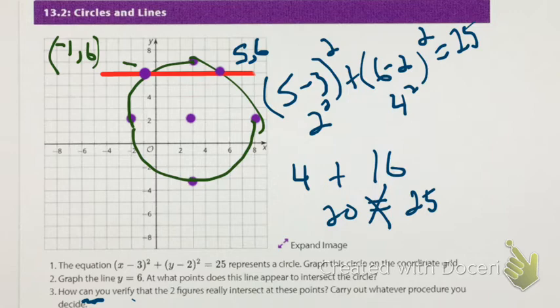All right, so that's the idea. Graph the circle, then check to see if a point is actually on the circle or not by verifying the distance from the center, which is right here at 3, 2, to that point. All right, and there we have it.